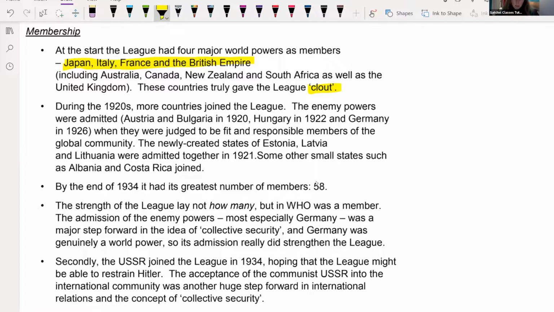The enemy powers were admitted. So you've got Austria and Bulgaria join in 1920, Hungary joins in 1922, and Germany in 1926. Now, remember, Germany was forbidden right at the start in 1920.